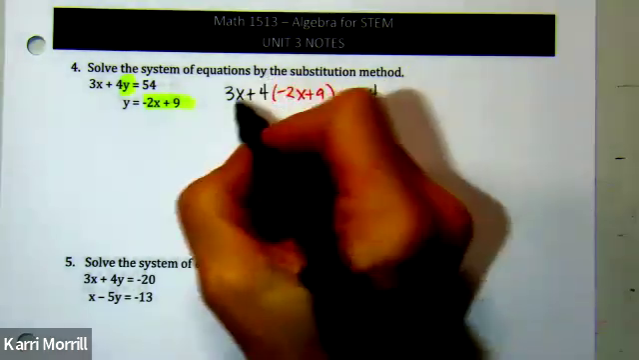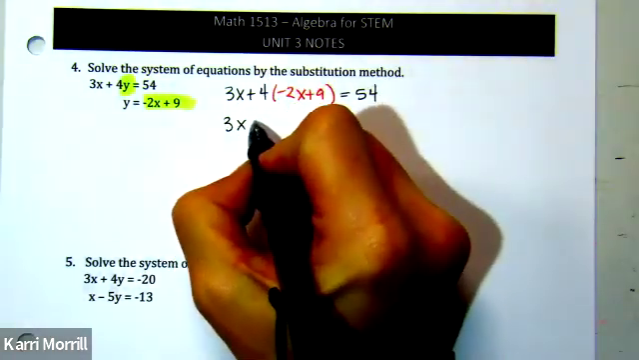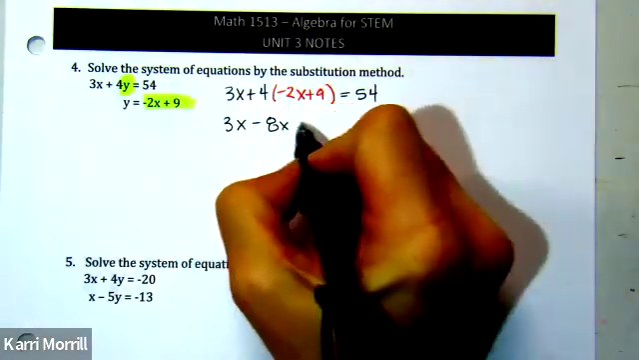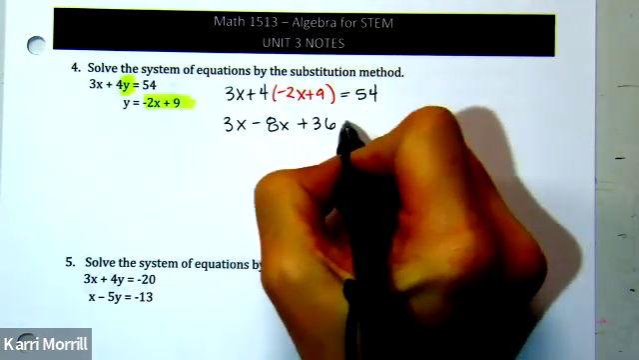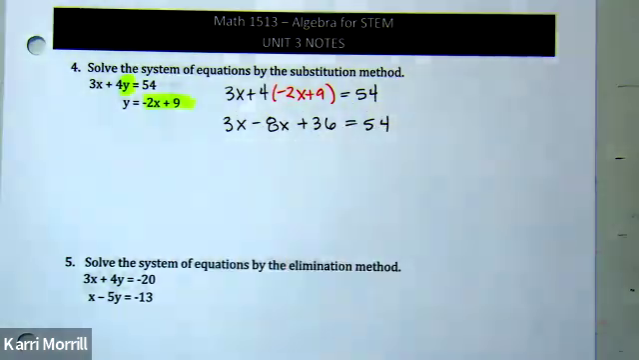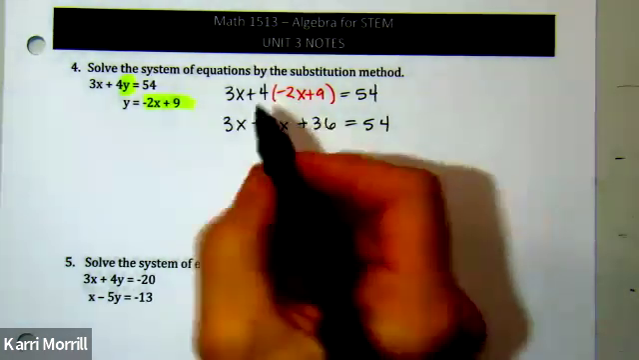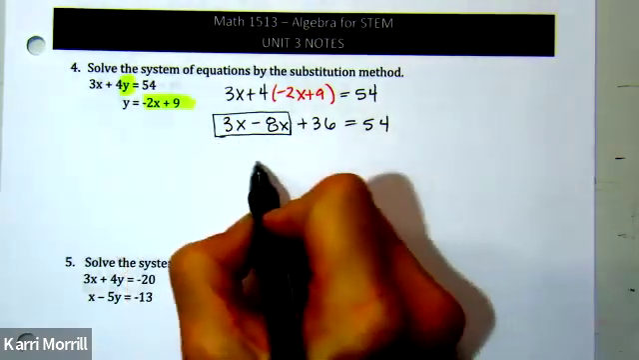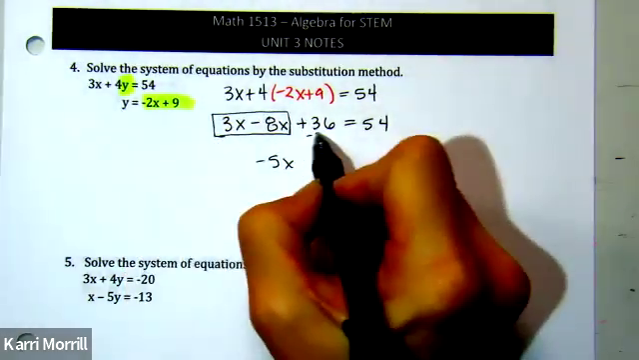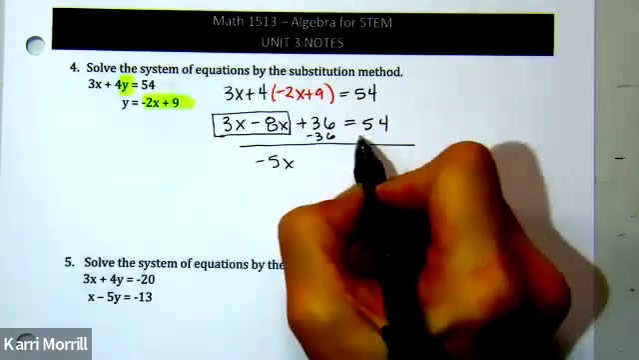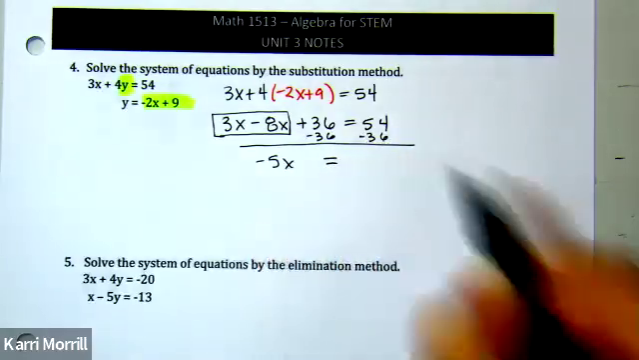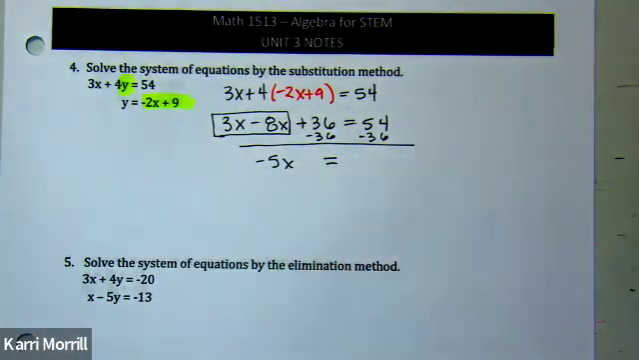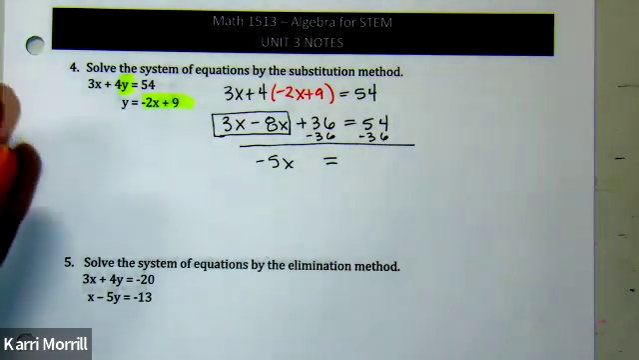So we need to distribute. We have 3x minus 8x plus 36 equals 54. So we need to combine like terms. So this right here would be a negative 5x. And in the same step, just for time, I'm going to go ahead and move my constant over. So we're going to take 54 minus 36, which is going to be 18.